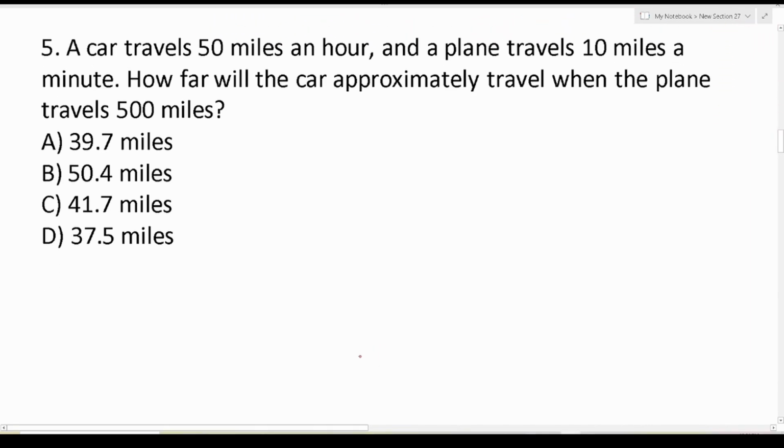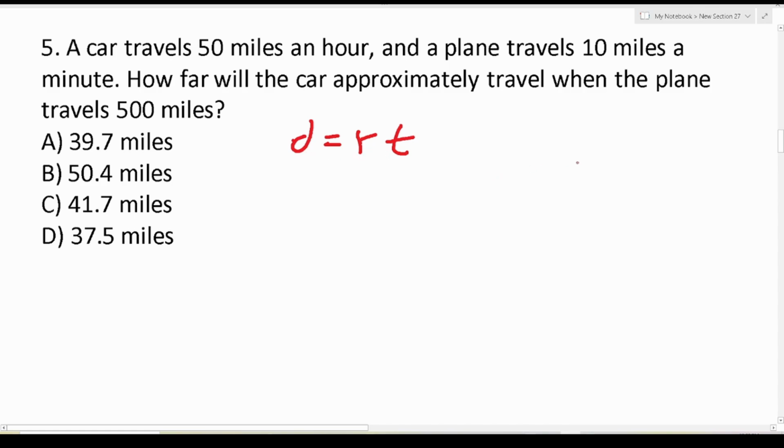All right, number 5 says a car travels 50 miles an hour and a plane travels 10 miles a minute. How far will the car approximately travel when the plane travels 500 miles? So it should be obvious that we're dealing with distance, rate, and time for this problem. Again, distance, rate, and time are related, and more specifically, the distance formula shows you how those are related. Notably, distance equals rate times time.